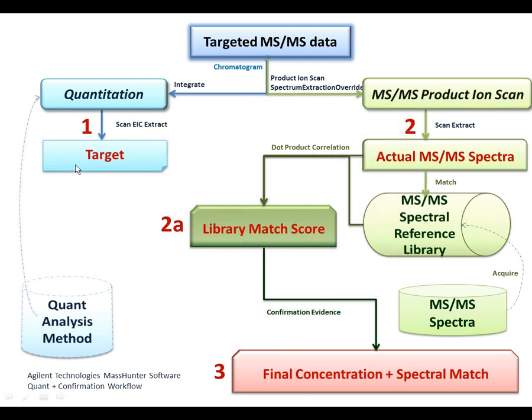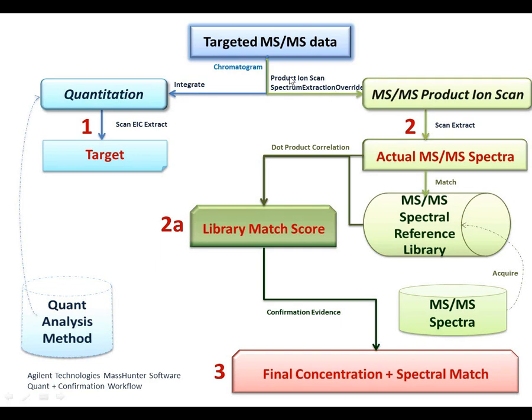The quantitation is going to go after the scan data and look at an extracted ion to measure the target response. Now, this targeted MSMS acquisition, in addition to the scan, is going to acquire a targeted MSMS spectra. Basically, take that target and run a product ion scan to provide confirmation evidence. And that's the rest of this workflow down here.